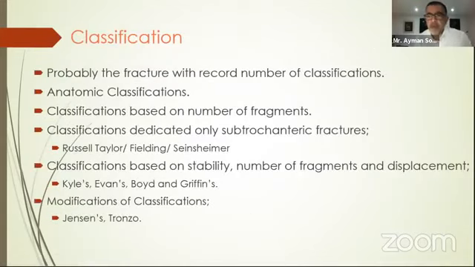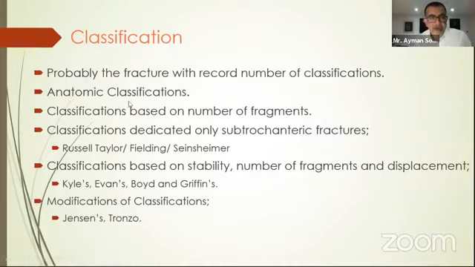Now, let's come to the important bit. Everyone wants to start talking classifications. How many classifications for the proximal femur are there? There are probably about 50 classifications. If we start talking about each and every classification, we'll probably spend the next 2 hours talking about them.